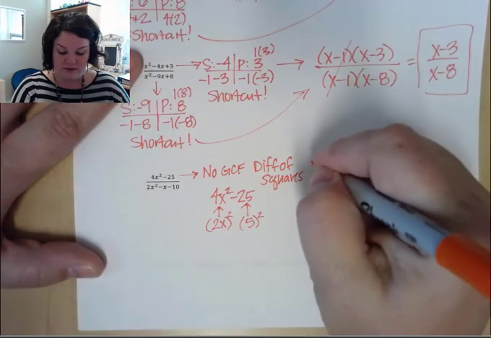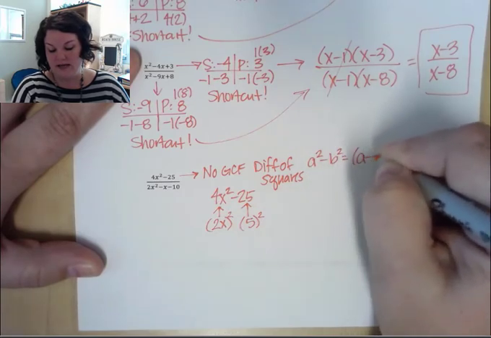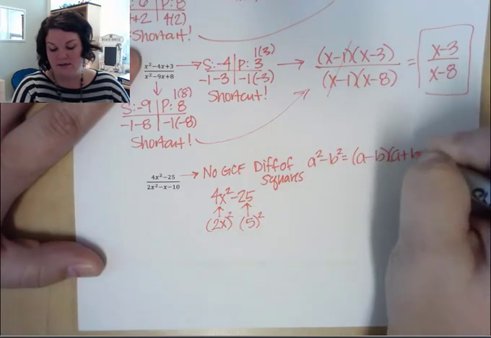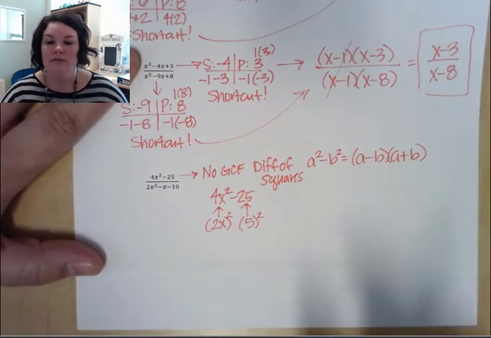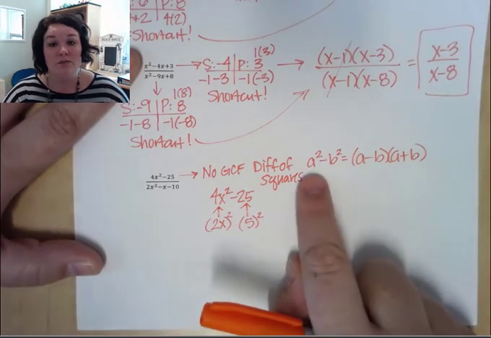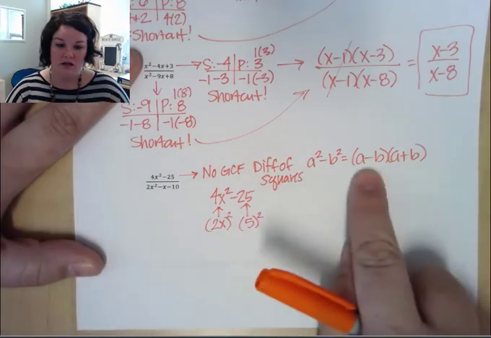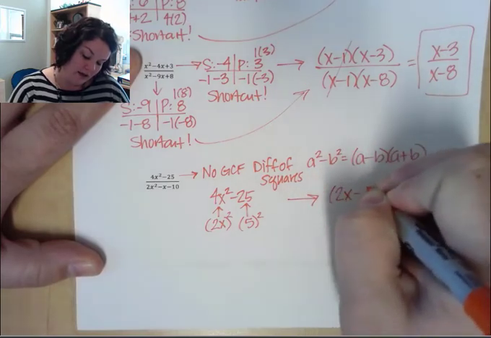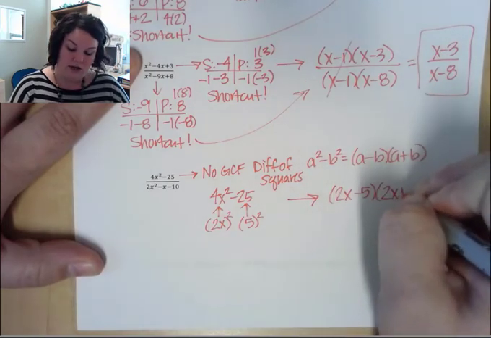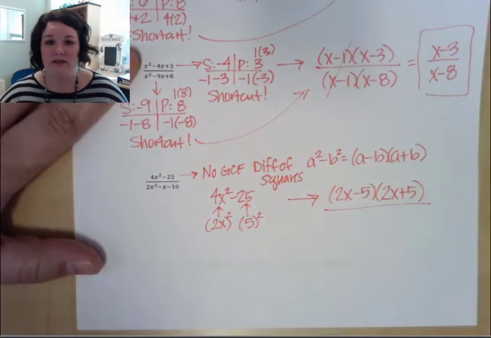And remember, with the difference of squares, that says a squared minus b squared will factor into a minus b times a plus b, right? Or you can switch the order of these two, it doesn't matter. So once I know what my 2 bases are, here it's 2x and 5, I just plug it into this formula. So I know that the top is going to factor into 2x minus 5 times 2x plus 5. Okay, so the top of this one is completely done.